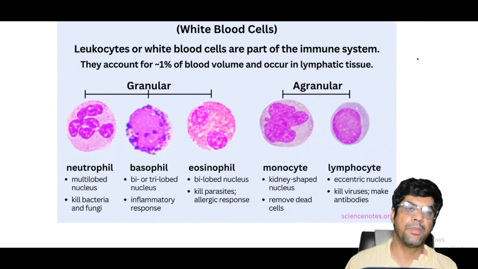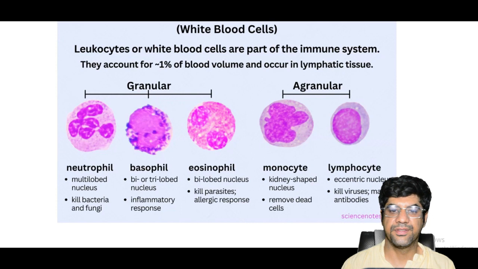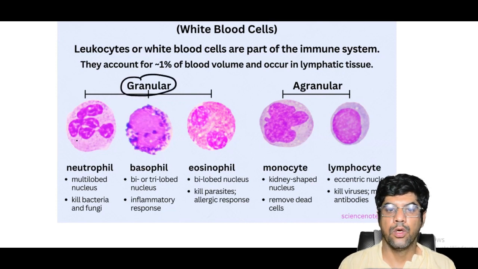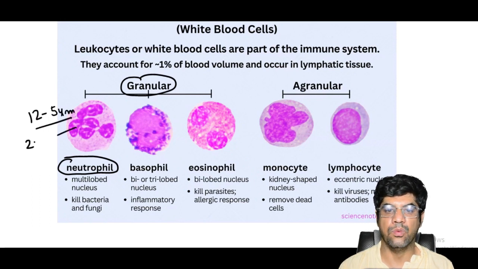Now let us discuss granulocytes. The first are the neutrophils, polymorphonuclear neutrophils. They have a size of around 12 to 15 micrometer. The nucleus is dense and has 2 to 5 lobes. The cytoplasm is pale with numerous fine pink granules.